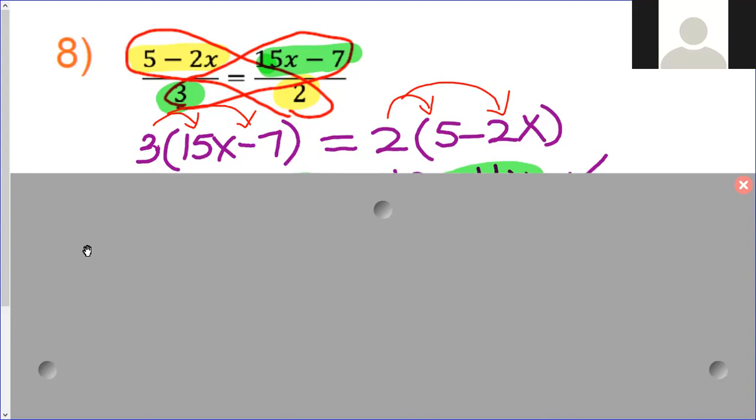What do I want to do next? Justin looks confident over there. Distributive property. Great. Distributive property.